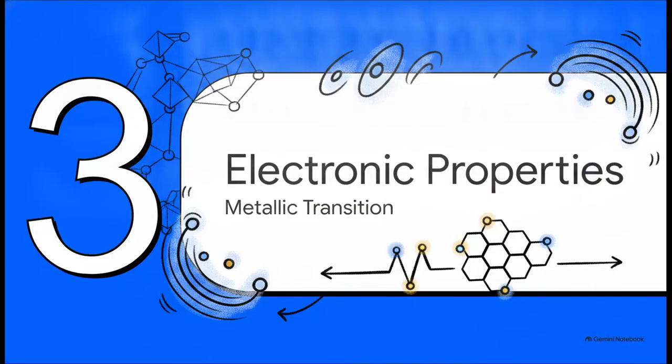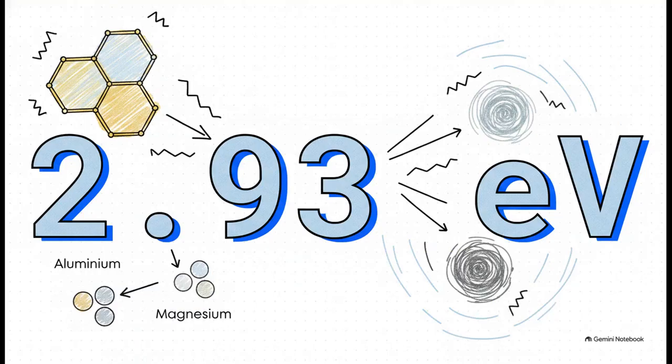Next up is part 3, electronic properties, focusing on the transition to metallic behavior. To start, pristine Goldene behaves as an indirect bandgap semiconductor, and it has a calculated gap of exactly 2.93 electron volts. That's our starting point. But here's where it gets really exciting. When you incorporate aluminum or magnesium, that gap collapses entirely. Through this bimetallization process, both systems undergo a complete transition, shifting away from being semiconductors and moving into a purely metallic state. It's a massive modification of the base electronic structure.